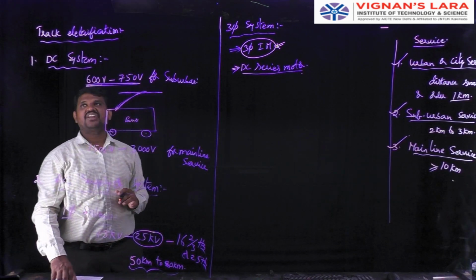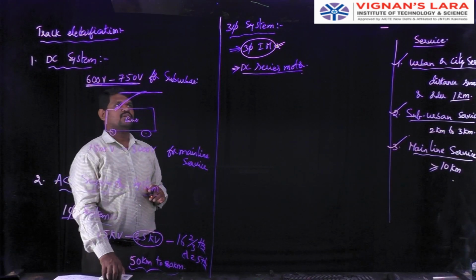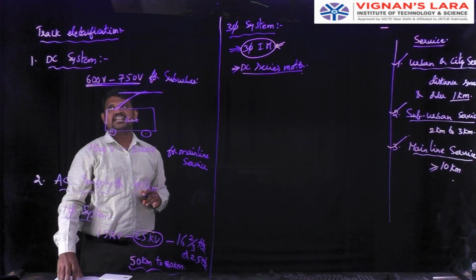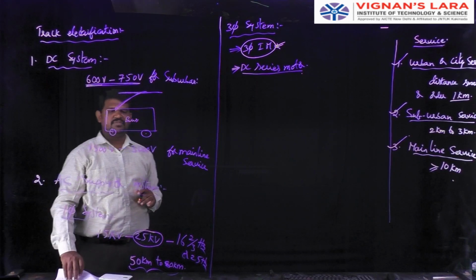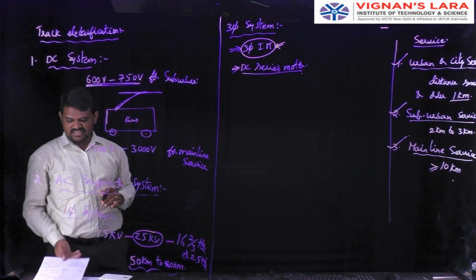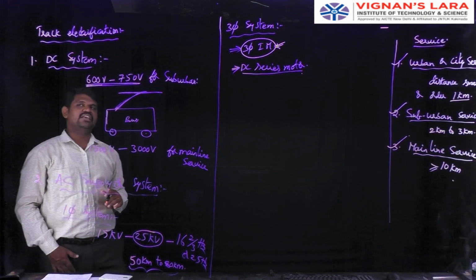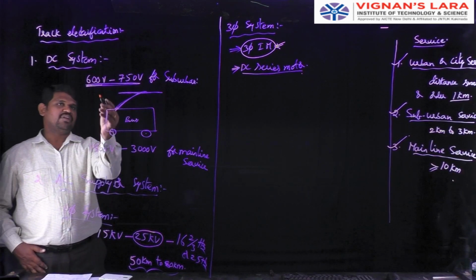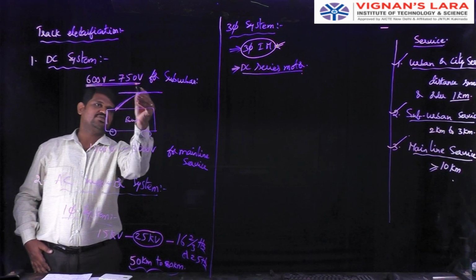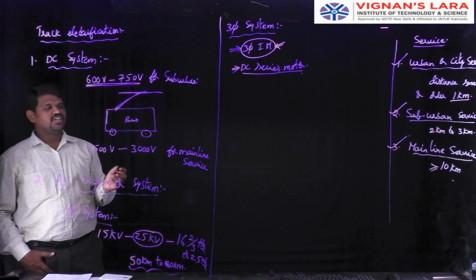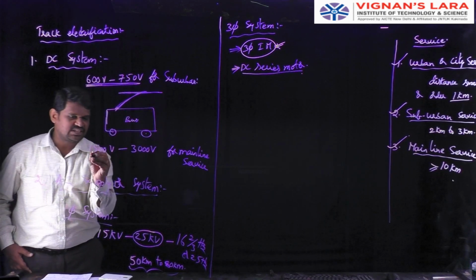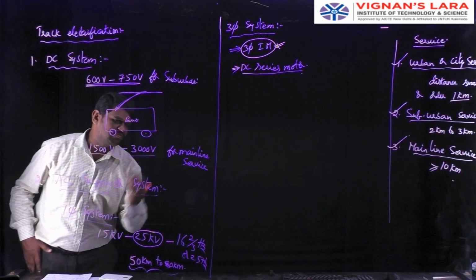So in track electrification, we use electrical energy. That electrical supply may be DC or it may be AC. If it is DC, normally its operating voltage is 600 volts to 750 volts for suburban service. If it is mainline service, its voltage level is 1500 volts to 3000 volts.